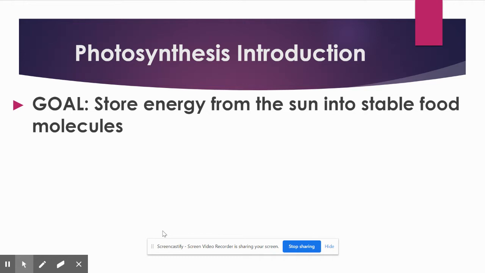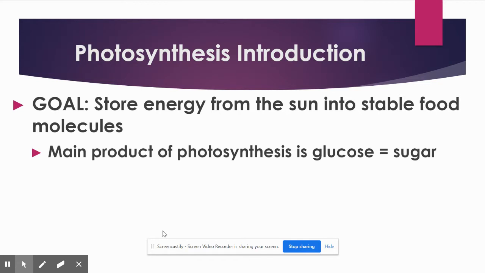So the goal of photosynthesis is to take the energy from the sun and convert it into a stable food source. So the main product of photosynthesis is glucose. And if we remember, glucose is a sugar. In biology, anything that ends in an -ose, like glucose or lactose, is going to be a type of sugar.